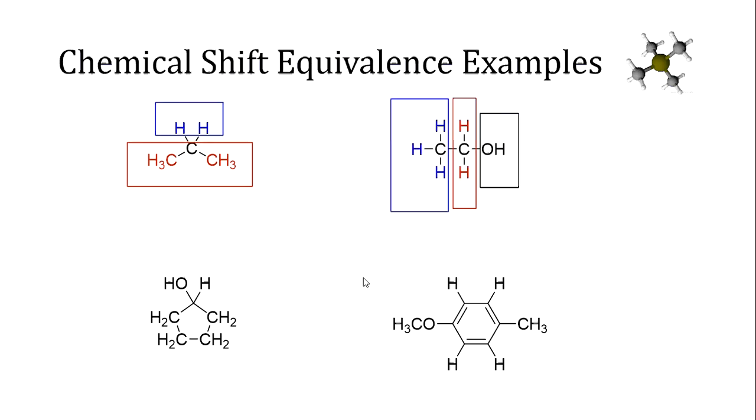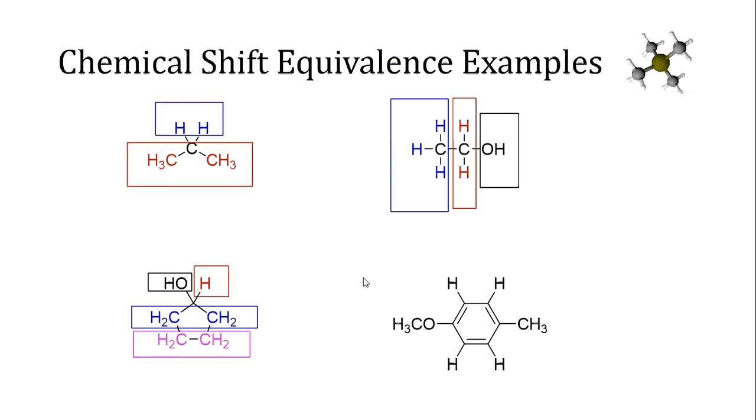In ethanol, we have three different groups of chemically equivalent hydrogens: the three hydrogen atoms on the methyl carbon, the two hydrogen atoms on the methylene, the CH2 carbon in the middle of the structure, and the hydrogen atom on the oxygen. Cyclopentanol in the lower left has four different types of chemically equivalent hydrogen atoms: the OH, the hydrogen attached to the tertiary carbon where the OH is attached, the two CH2 groups in the ring that are one carbon atom away from the alcohol, and the two CH2 groups in the ring that are two carbon atoms away from the alcohol.